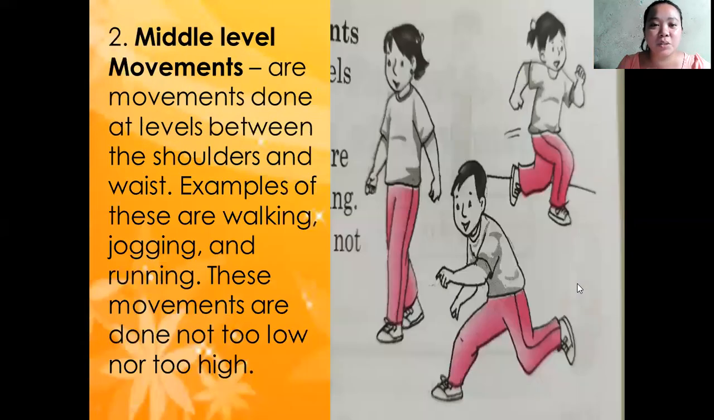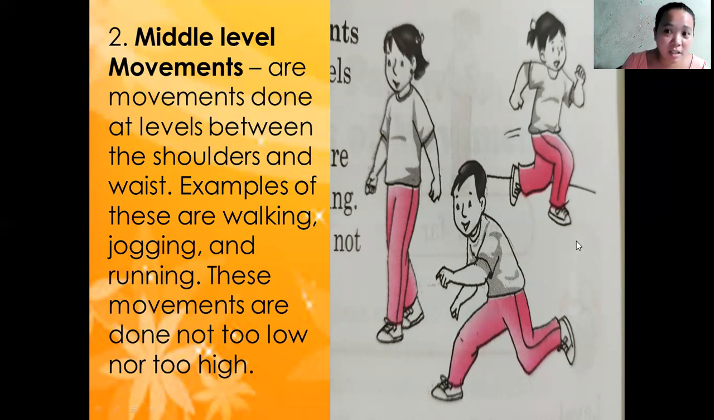So now let's go to the middle level movements. These are movements done at levels between the shoulders and your waist. Examples of these are walking, jogging, and running. These movements are not done too low or too high, so it's in the middle. That's why it's called middle level movements. Again, the examples of middle level movements are walking, jogging, and running.